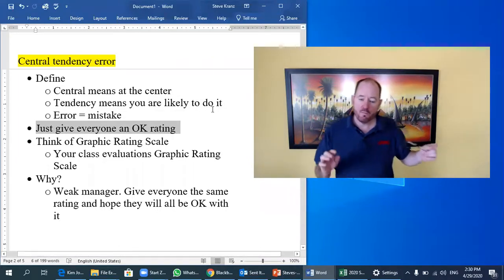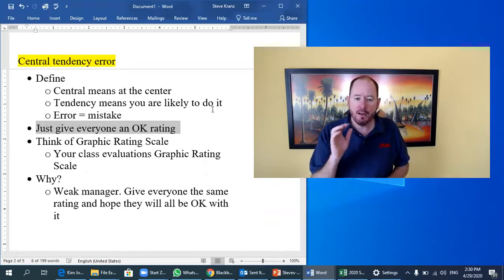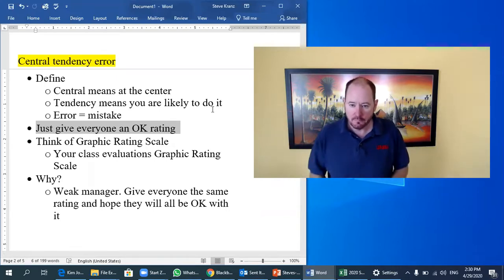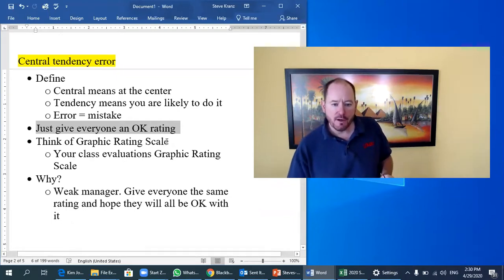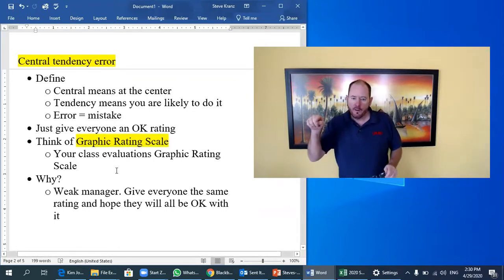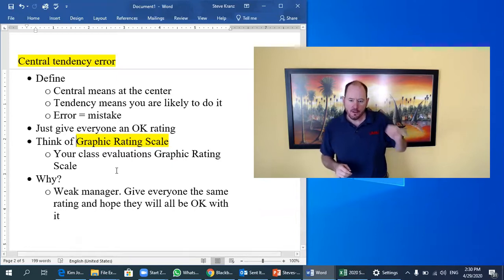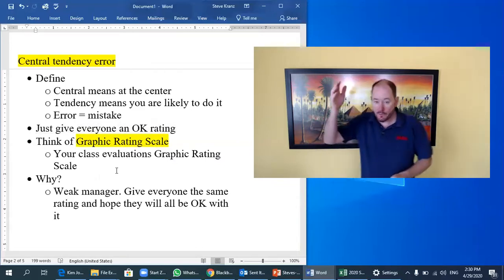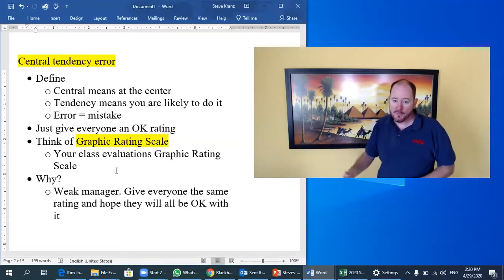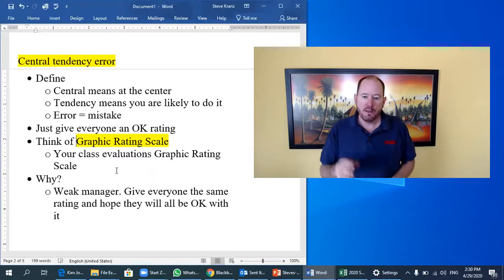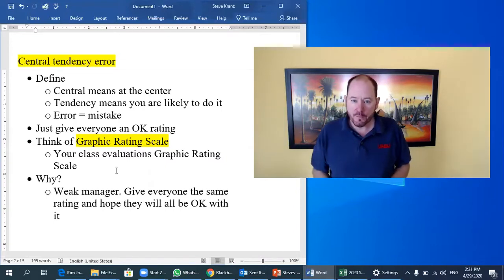What the central tendency error is doing is it's a manager who says, I'm going to give everybody an okay rating. Not high, not low. I'll just give everybody an okay rating. Think about the graphic rating scale that we've talked about before. The graphic rating scale is that 1 to 5. When you do your evaluations for your classes, you evaluate us on 1 to 5. And they ask you a whole bunch of questions, and you either give your teacher 5s if you think it's great, or you give them 1s if you think it's horrible. Well, the central tendency error would be giving everybody 3s for everything.